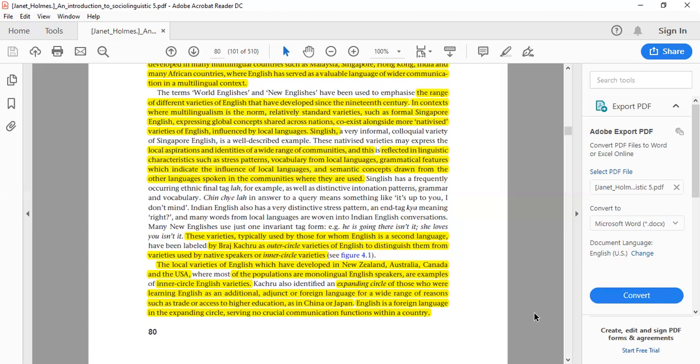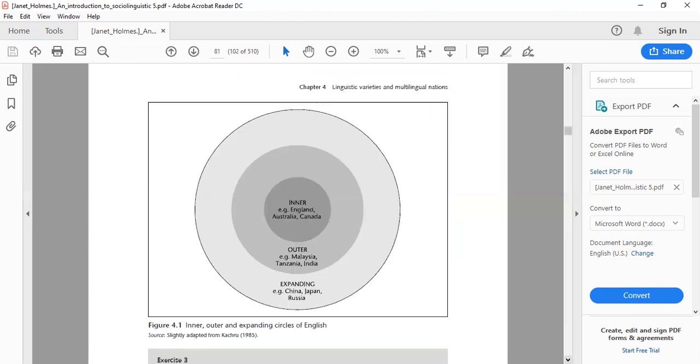So Kachru gave a model. I guess it's on the next page. It's the inner circle, the outer circle, and the expanding circle, right? When we talk about English, where English is used as a native language and is the language of the native speakers as the first language, this is considered the inner circle, right? And in majority cases, not all the cases. For example, not in Canada, they are monolinguals, right?